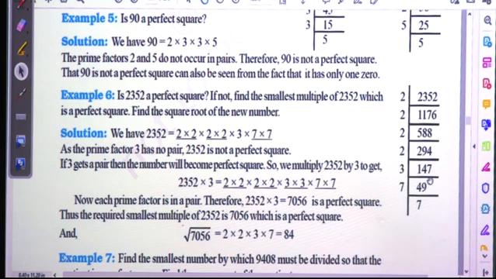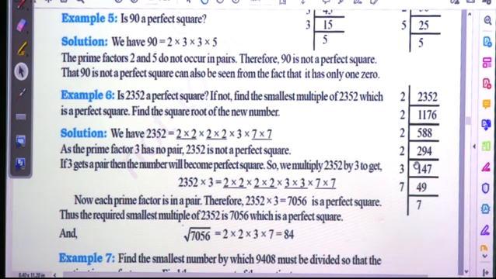3 4s are 12. Now, for your information, how to guess whether we can divide a particular number by 3? I hope you remember the divisibility criteria of 3: add all the digits. 7 plus 4 is 11, 11 plus 1 is 12. After adding all the digits, if the sum is a multiple of 3, we can divide that value by 3. This is the divisibility criteria to check whether a value is divisible by 3 or not.